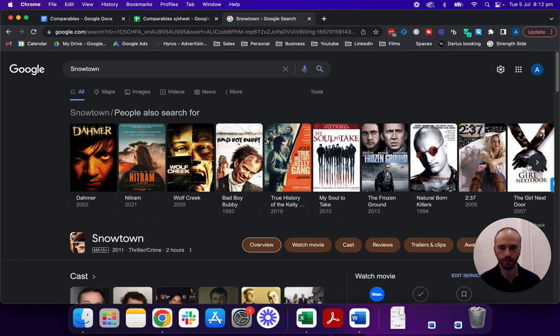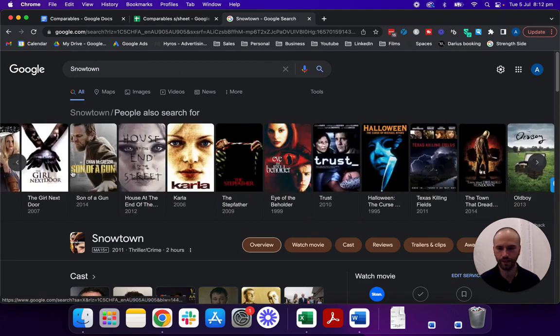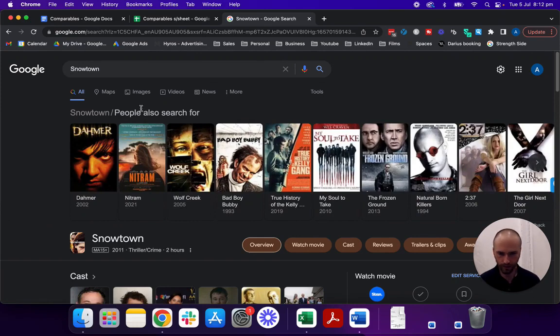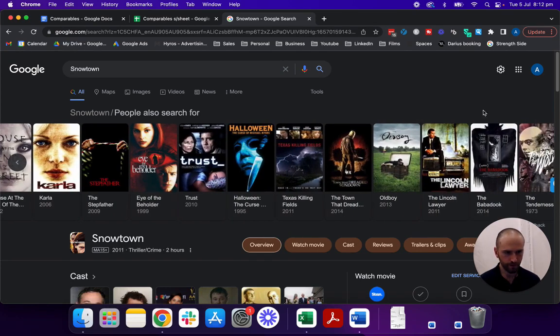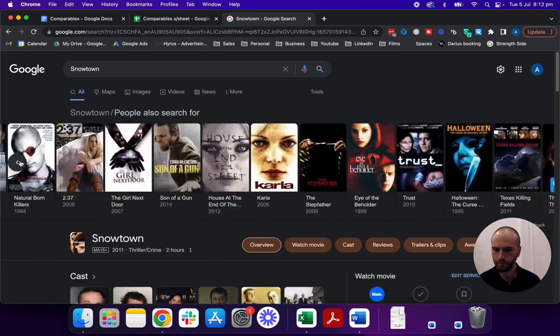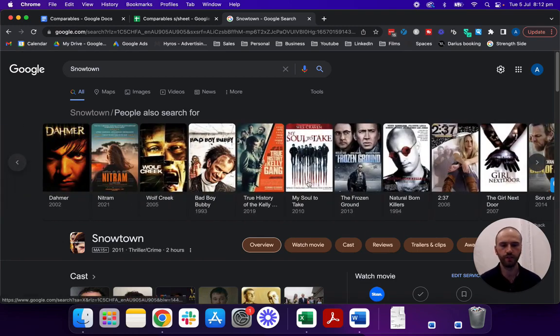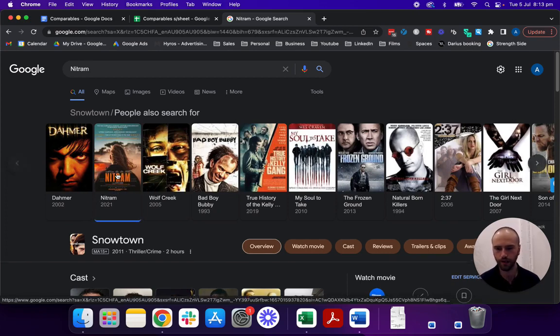So now what I'm going to do is start to look through these and see if there are any comparable films. And so I can see this is an Australian film, this is an Australian film, this is an Australian film, that's an Australian film, Babadook, that's another one. Okay, so from here I'm going to use that as like a leaping off point. So I'm just going to take the first one, Nitram. I know that's Australian and it was made in 2021. Great, let's click on that.